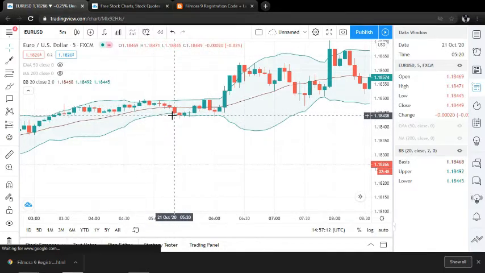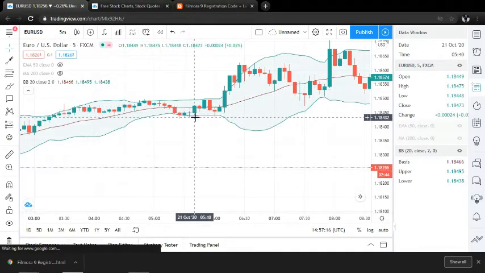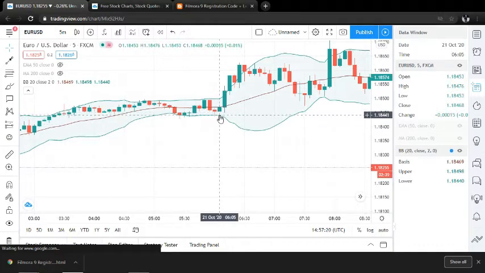Now you would understand that this is a period of low volatility, that nothing is really coming out of the market. If you are trading Bollinger Band and you want to either buy or sell at this point, then you won't blame anybody for your mistakes. But notice what happened here.